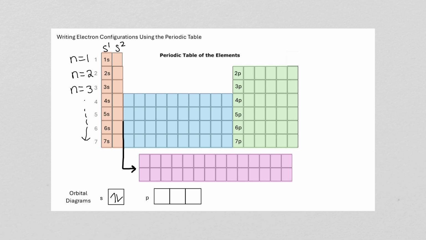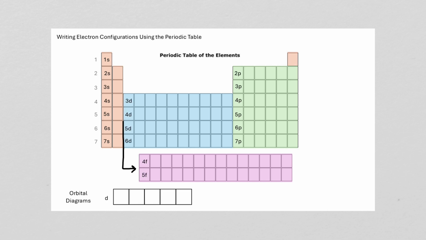The P subshell is made up of 3 orbitals, so it can hold a total of 6 electrons. So the first electron, P1, corresponds to this first column of the P block. The second electron, P2, corresponds to that second column. P3 corresponds to the third column, and so on. P4, P5, and P6. So you'll notice that there are 6 columns in the P block because you can hold a total of 6 electrons in the P subshell.